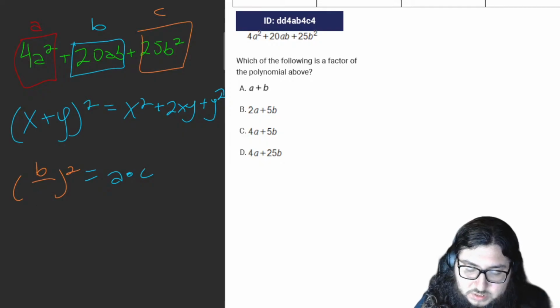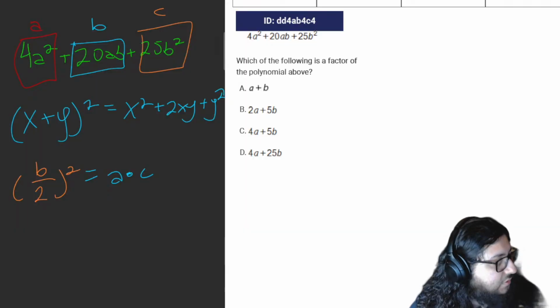And that's not supposed to be c. That's supposed to be b divided by 2 squared is equal to a times c. Then we have ourselves a square binomial.